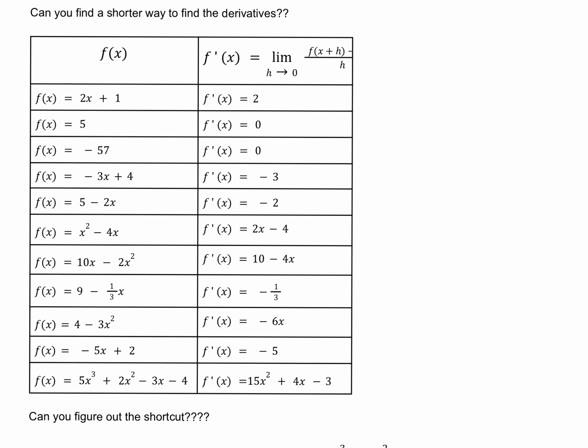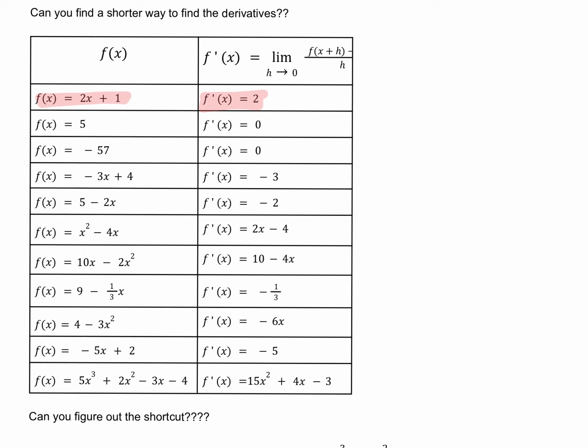So what we have here are two columns. In the first column, you have just your original function. In the second column is your derivative after using the difference quotient. And I apologize, that got cut off a little bit there. What I want you to do is take a minute and look at the two functions. Look at, for example, f of x here and the derivative of f of x here. And see if you can start finding what a shortcut might be.